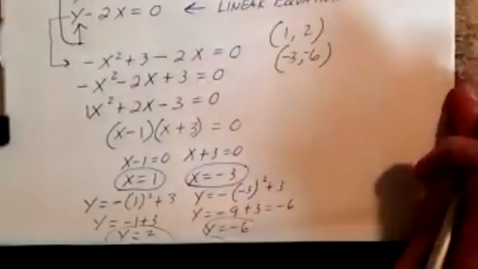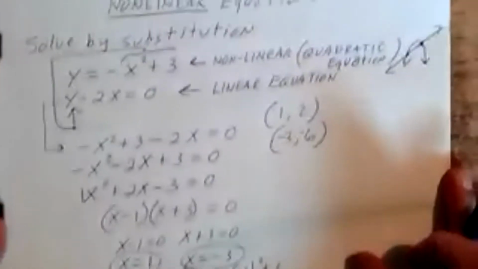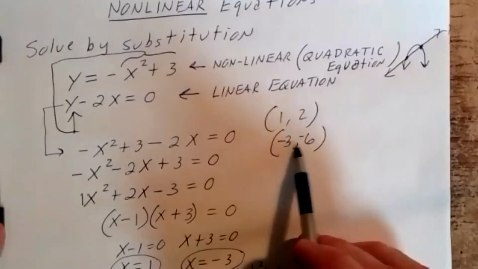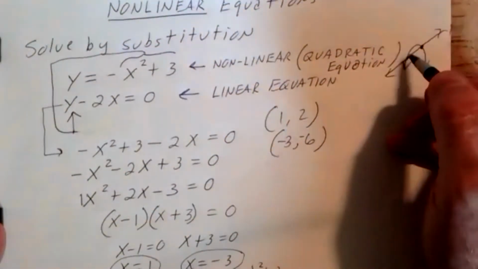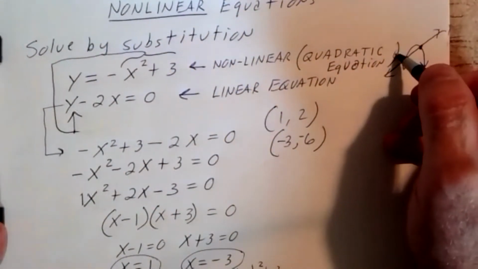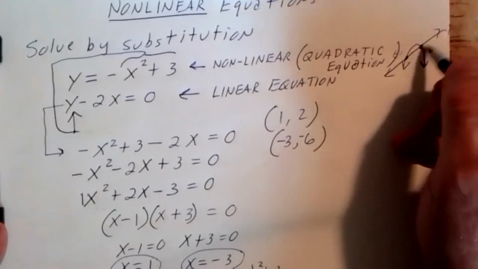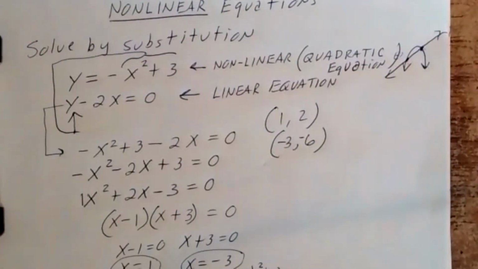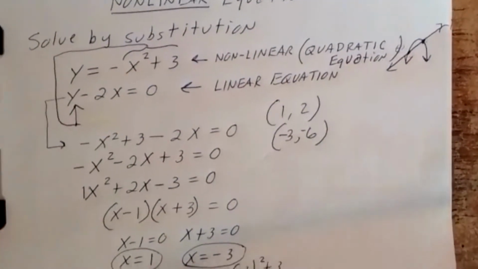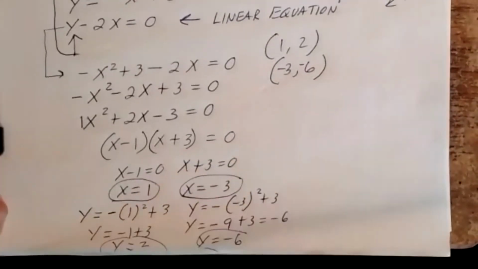So we just solved this system by substitution. And we discovered that, yes, there are two points of intersection between the graphs. (-3, -6) was down here, and (1, 2) was up here. There you go. Any questions on how we solve that system, both using substitution or graphing it on our calculator?